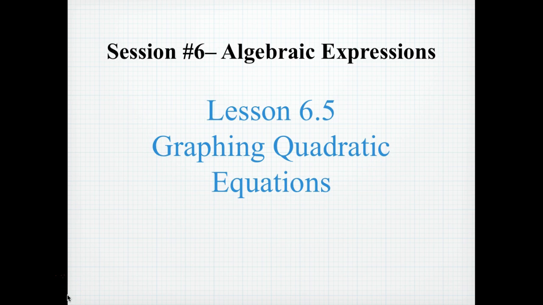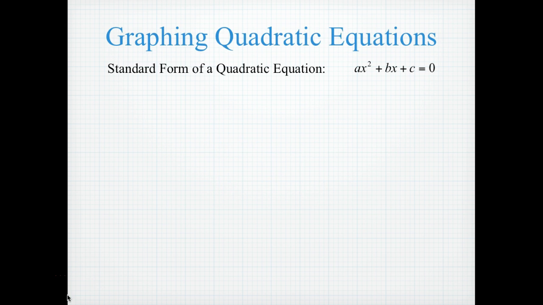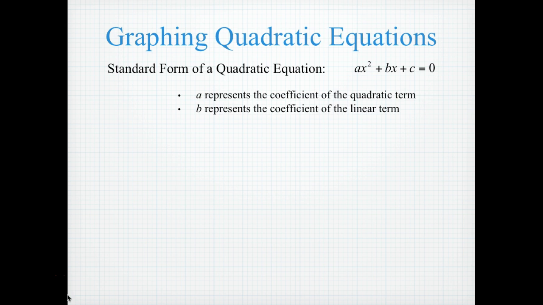Welcome to the fifth lesson in session 6 on graphing quadratic equations. The standard form of a quadratic equation is read ax² + bx + c = 0, where a represents the coefficient of the quadratic term, b represents the coefficient of the linear term, and c represents the constant term.